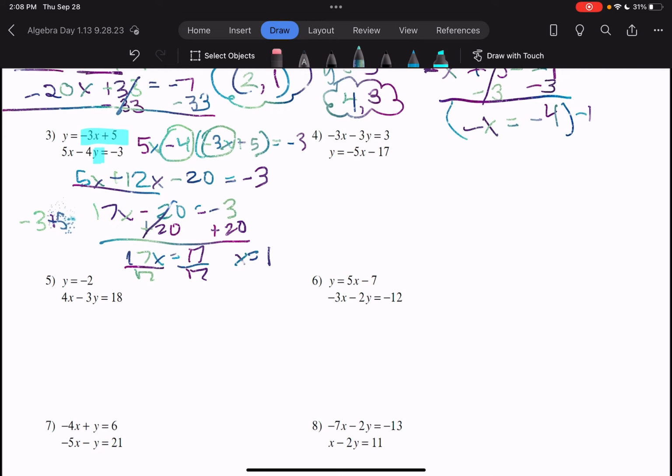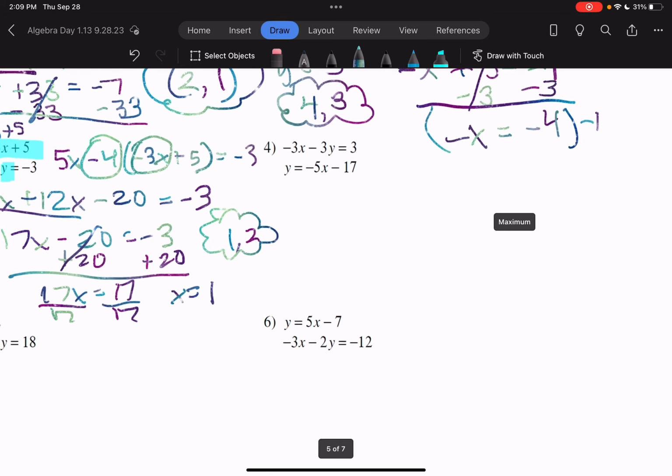Plus 5 equals 2. So that would be my y value of 2, and we can confirm that. If I do negative 3 plus 5, that equals 2. If I do 5 minus 8, I do in fact get negative 3, so that checks out. So our answer is 1, 2 for number 3. All right, let's go ahead and try our next one.